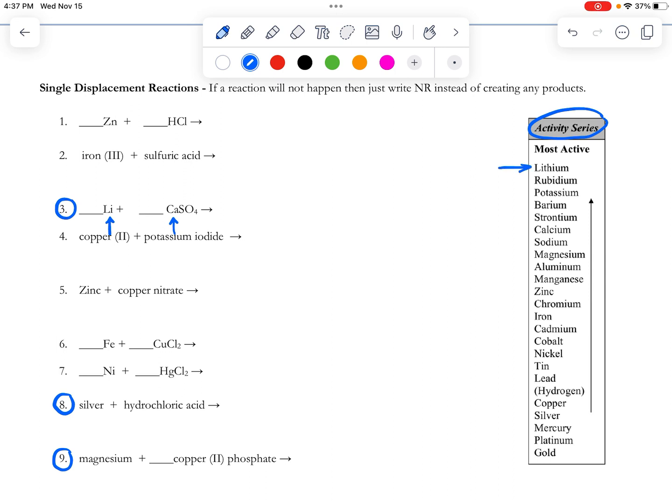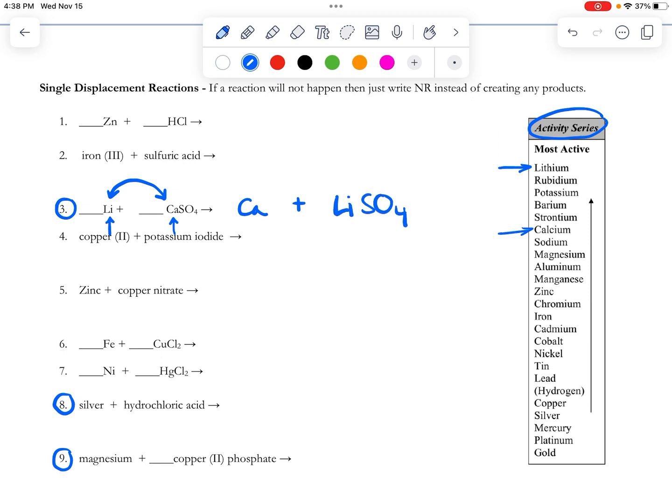Well, lithium is right here at the very top and definitely higher than calcium. So this reaction will go. Lithium will be able to overtake calcium for that spot with sulfate there. So then our next step is to make the products. And for these, it's as simple as switching your two metals. I'm going to have calcium by itself, and then lithium is going to bond to sulfate.